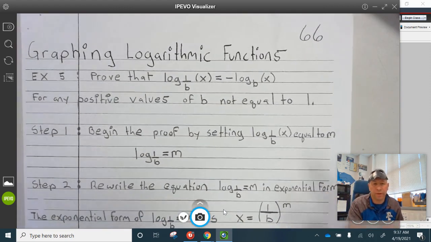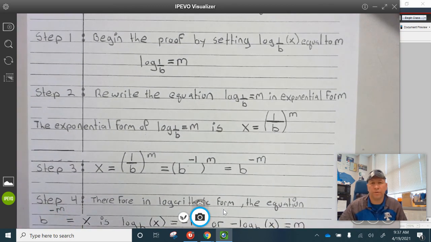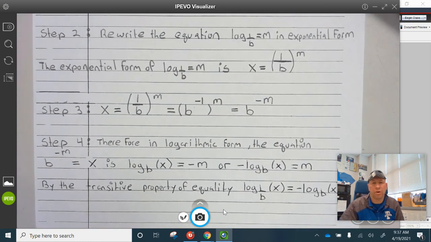Example 5. Prove that log base 1 divided by b of x equals negative log base b of x for any positive values of b not equal to 1. Step 1. Begin the proof by setting log base 1 divided by b of x equal to m. So we have that log base 1 divided by b of x equals m. Step 2. Rewrite the equation log base 1 divided by b of x equals m in exponential form.